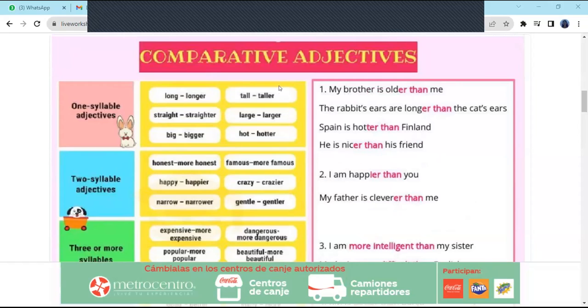So now we are comparing here. These are the comparative adjectives by themselves, isolated. But here we are using the comparatives in context, okay? For conversation, for speaking. Number one, my brother is older than me. We are comparing two people. The rabbit's ears are longer than the cat's ears. So we are comparing here. What are we comparing here in number two?